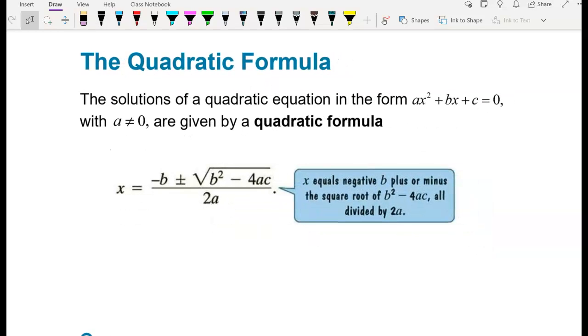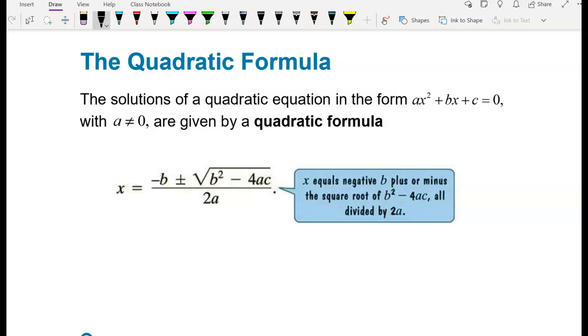Alright, next we have the quadratic formula. So we have our negative b plus or minus square root b squared minus 4ac all over 2a. So that is the quadratic formula. Make sure you know it, understand it, and kind of have it memorized.